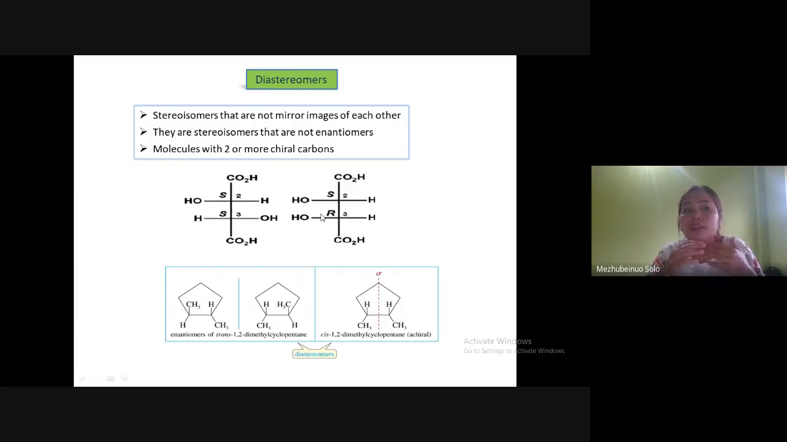Also note that not all the configurations of the chiral centers in diastereomers are inverted. In this case, the configuration of the chiral centers of this diastereomer is S and S, but the other one has S and R. The first one remains the same, but the second one is inverted. But in the case of enantiomers, the configuration of the chiral centers will always be inverted. That is, if one enantiomer has SS configuration, then the other one will have RR configuration. And the naming of these diastereomers is also done using the Cahn-Ingold-Prelog system.